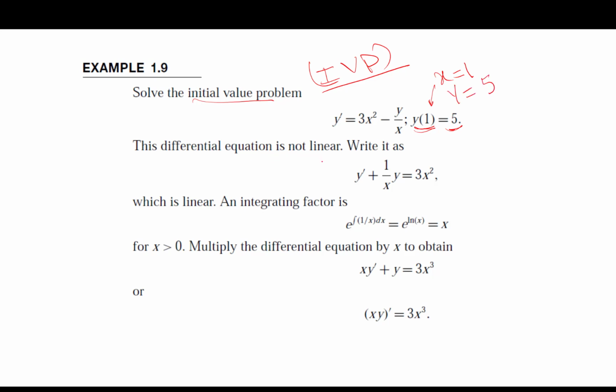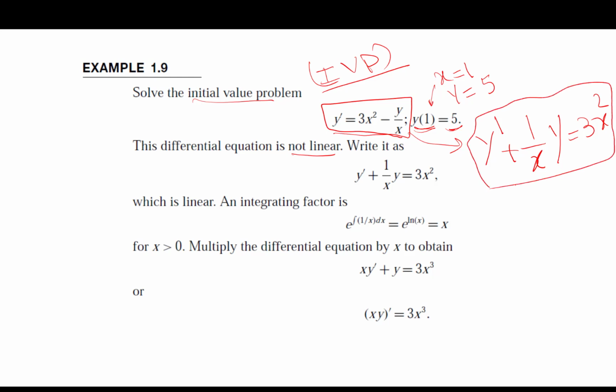This differential equation is not linear in terms of its arrangement in this form. So we put it in a linear form: y' + (1/x) y = 3x^2. This is the linear form for us, and now we can deal with this form.